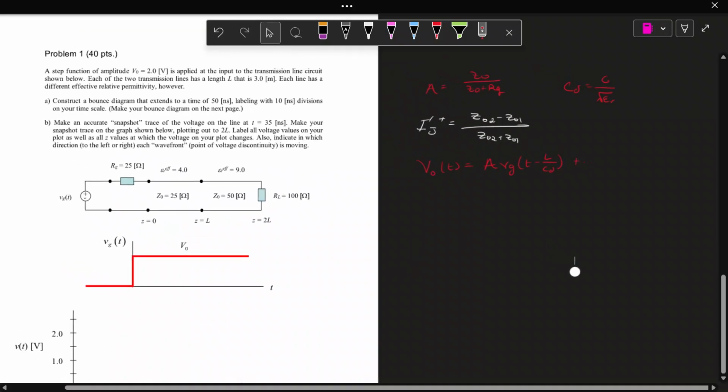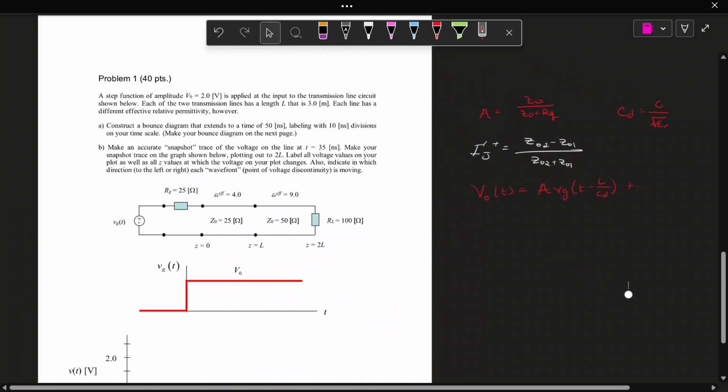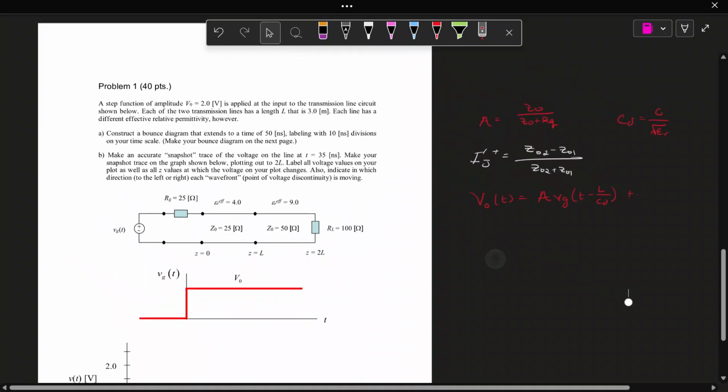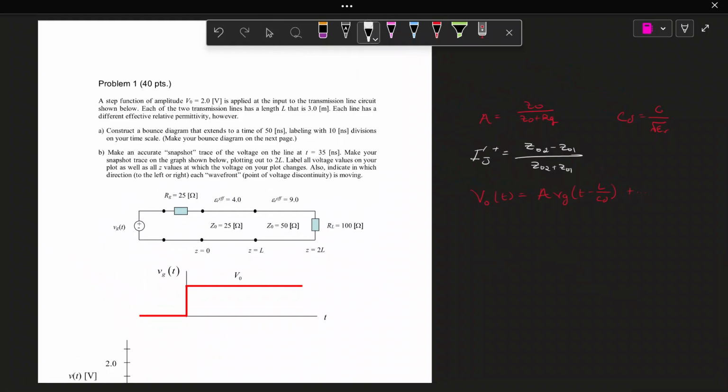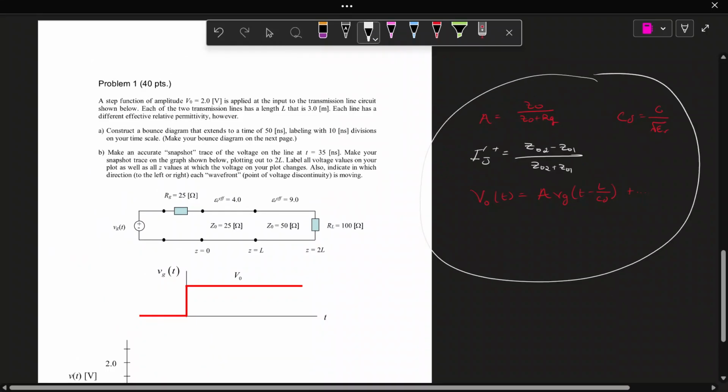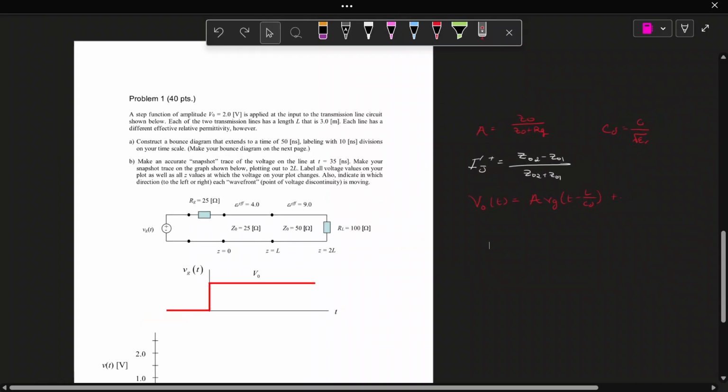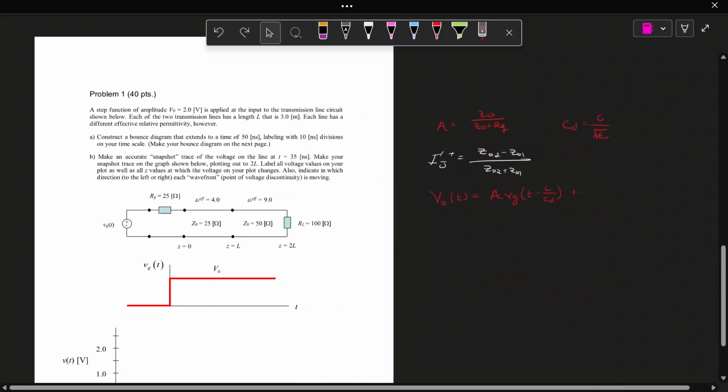Alright, hi y'all. Today we're going to be going over this bounce diagram and snapshot trace problem. So I guess we can get started. I have some of these equations here that are imperative for the problem itself, so if you need to, make sure you have them in your crib sheet.